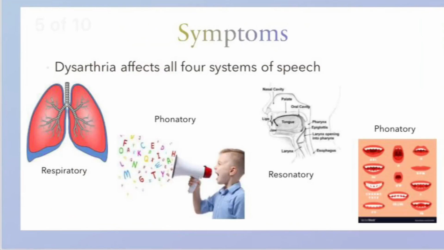The symptoms of dysarthria mostly stem from the 4 systems of speech. The respiratory system decreases respiratory support and limits to short phrases. The phonatory system creates a breathy vocal quality. The resonatory system creates hyper or hyponasality, and the articulatory system creates distorted and imprecise consonants, and this stems from weakness and incoordination of the articulators.